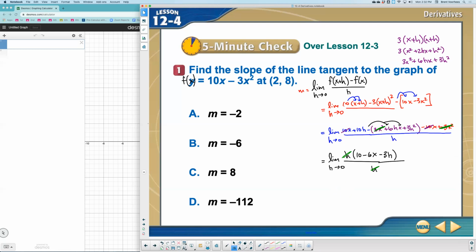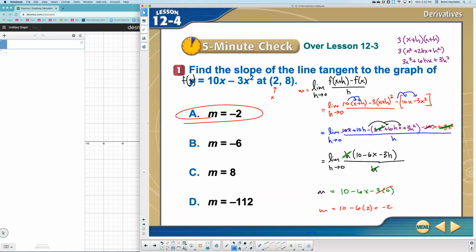And so now this limit, or the slope, would equal 10 minus 6x minus 3 times 0. 3 times 0 disappears, and so we have 10 minus 6x. Now that's the slope at any point, but we specifically want the point when x is 2. So what's the slope when x equals 2? We'd have 10 minus 6 times 2. That's 10 minus 12, which is equal to negative 2.